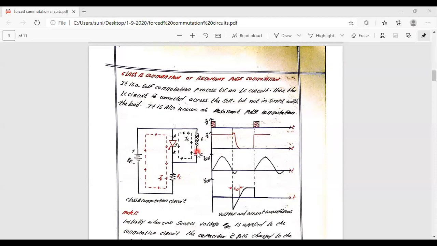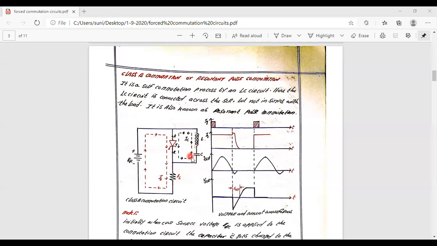The capacitor is going to be charged. Capacitor is going to be in mode 2. The capacitor is going to be discharging in the reverse direction, in the same direction of the load current. So you are going to have a spike in the current. The spike here in the load current is nothing but the sum of the load current and the capacitor discharge current.